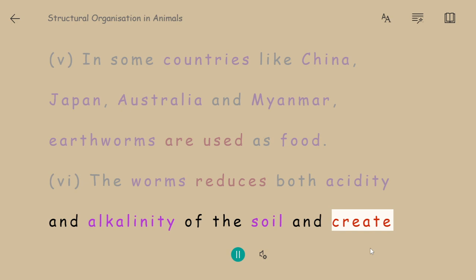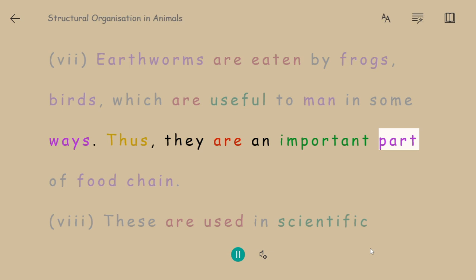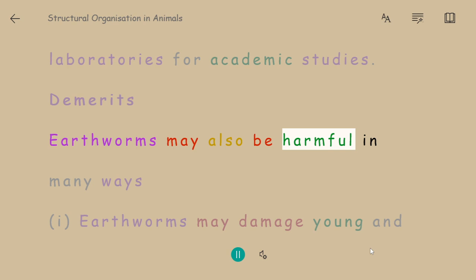7. Earthworms are eaten by frogs and birds, which are useful to man in some ways. Thus, they are an important part of the food chain. 8. These are used in scientific studies and dissected in zoological laboratories for academic studies. Demerits. Earthworms may also be harmful in many ways.